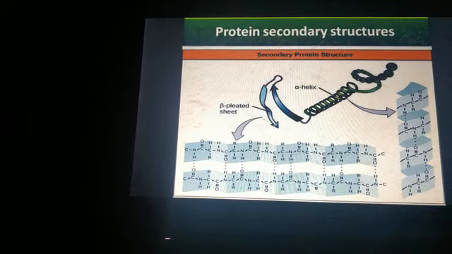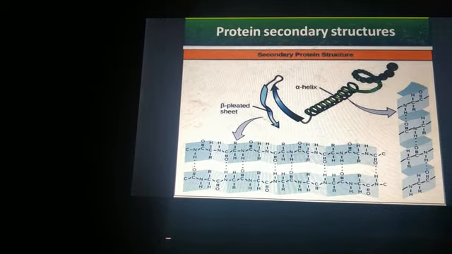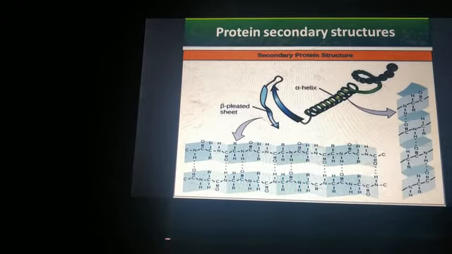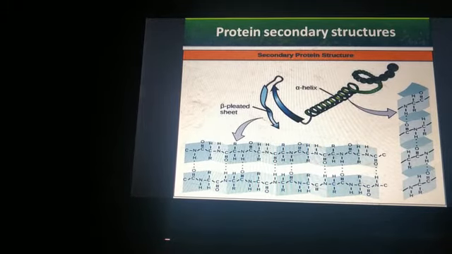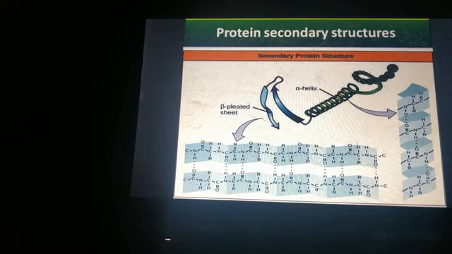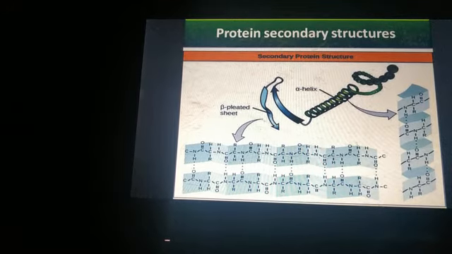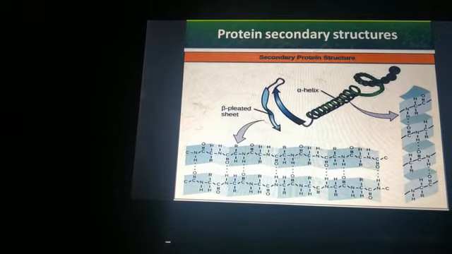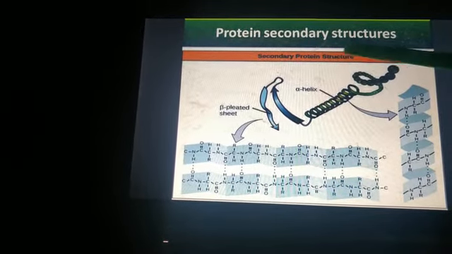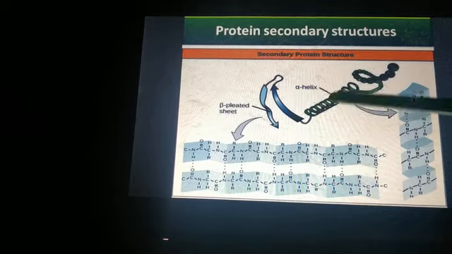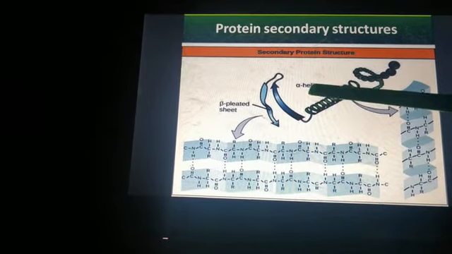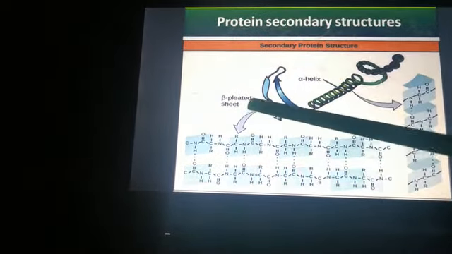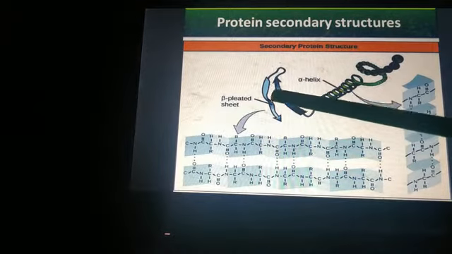Hello students, today we will study protein secondary structure, that is, the secondary structure of protein. Yesterday I discussed primary structure, now we will discuss secondary structure. So here we will basically study the alpha helix, this one, and the beta pleated sheet, this one.